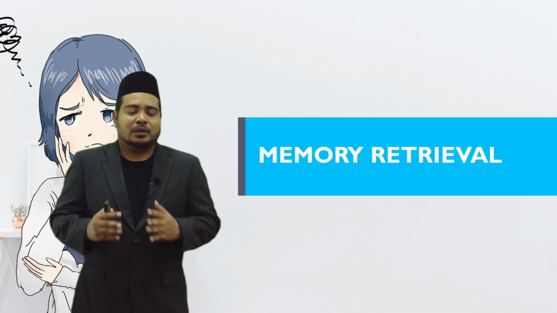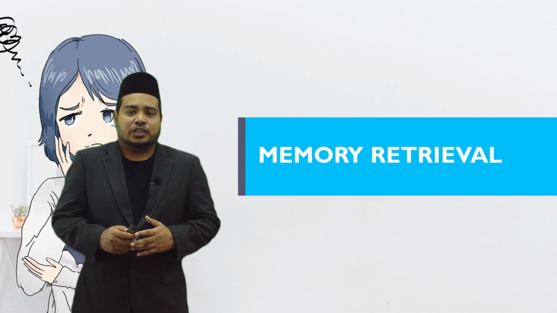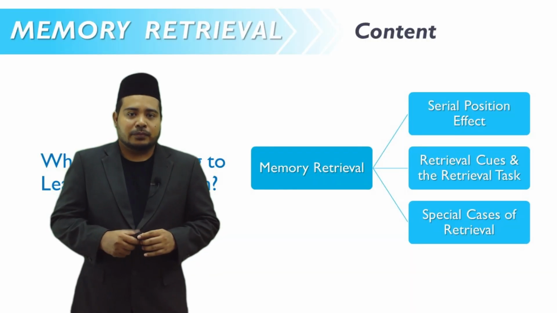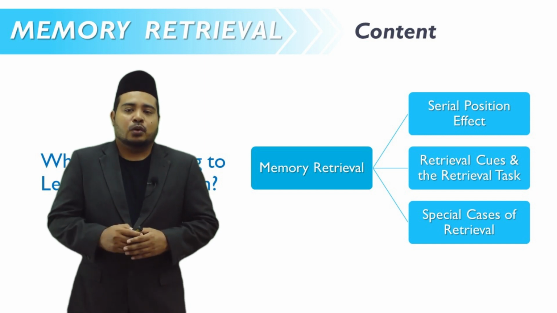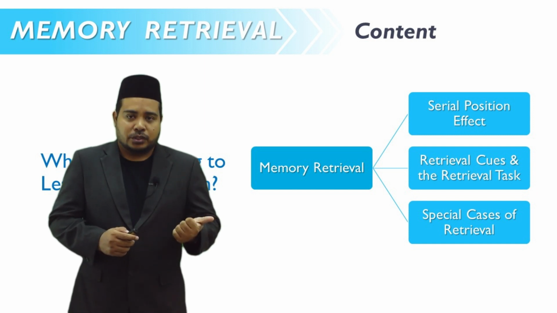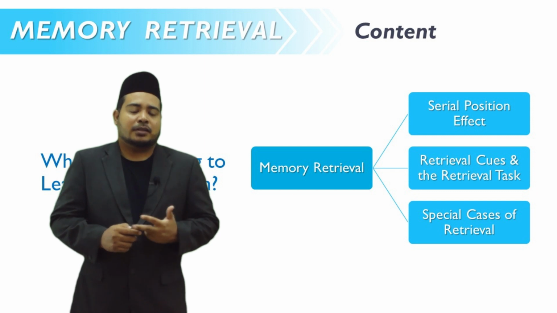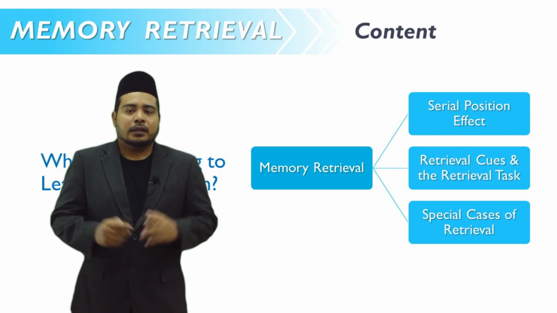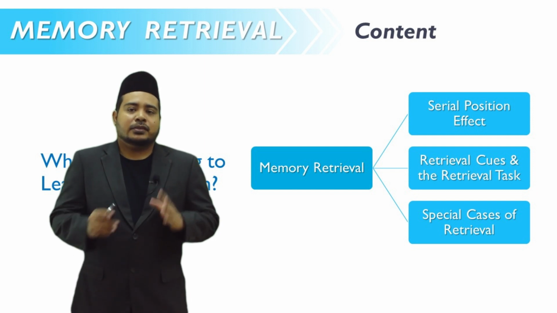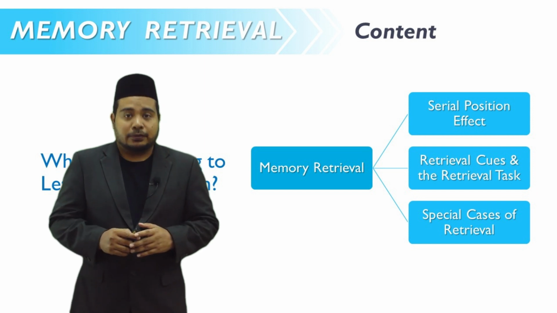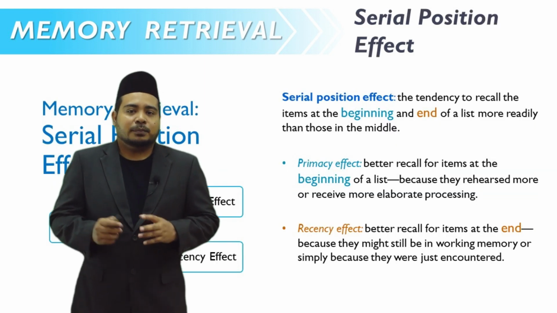Okay, the topics that we're going to discuss in this section. Under memory retrieval, we are going to discuss three subtopics, which are serial position effects, retrieval cues and retrieval tasks, and lastly, special case of retrieval. So first, let's discuss serial position effect. So what is serial position effect?